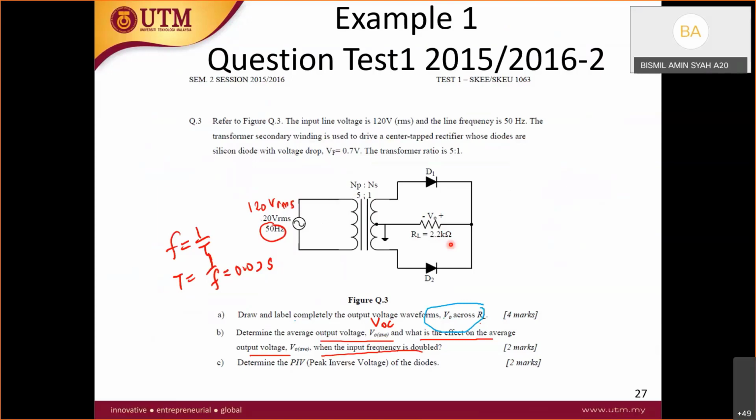Any more questions? No, so far. Okay, great. Anyone in UTM right now?